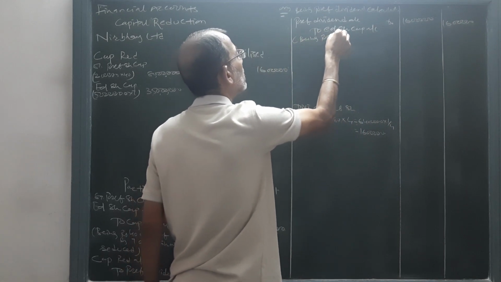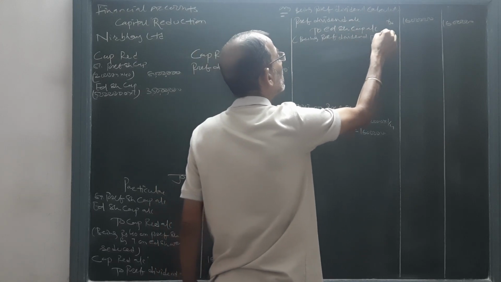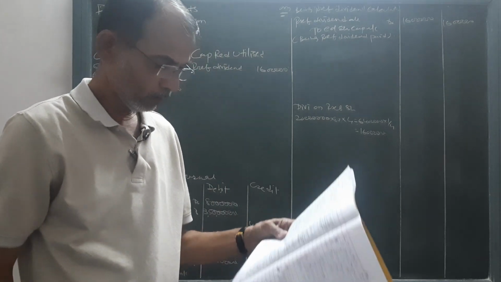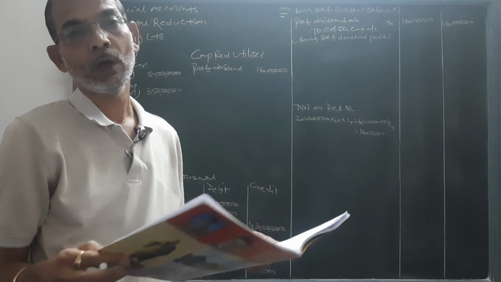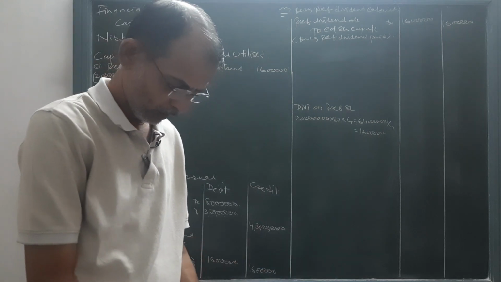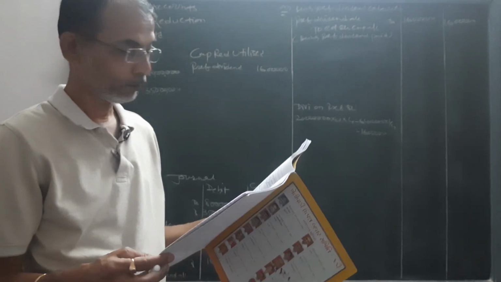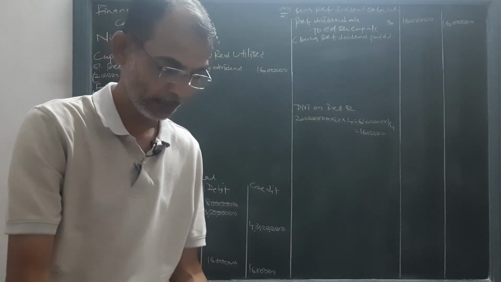Being preference dividend paid. Then after comes debenture outstanding interest, which is to be paid in cash. And what is the amount of outstanding debenture interest? That is 6 lakh.